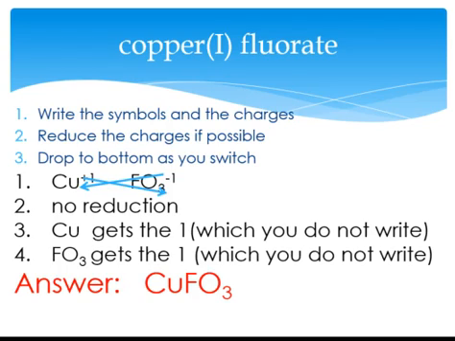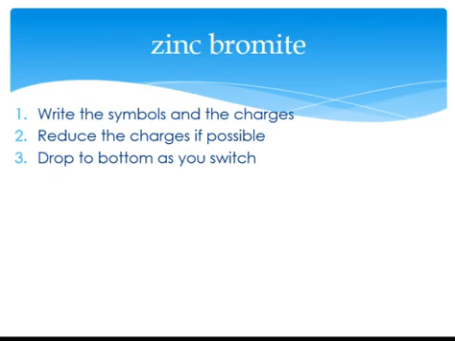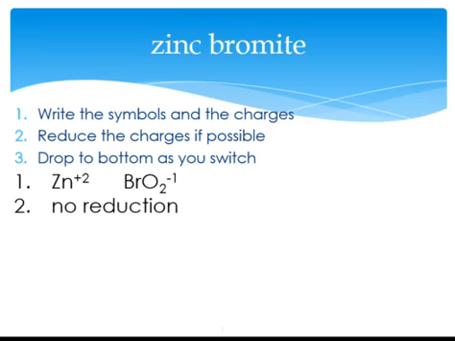All right, another problem. Zinc bromite. Pause the video and come back after you get your solution. Okay, first step, symbols and charges. Zn plus 2, BrO2 minus 1. Reduce if you can. There's no reduction because Br is already a 1.